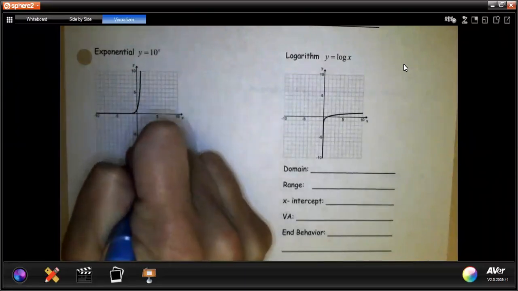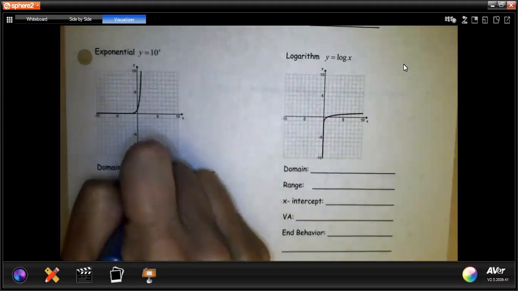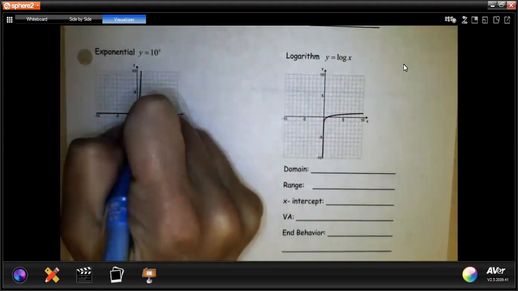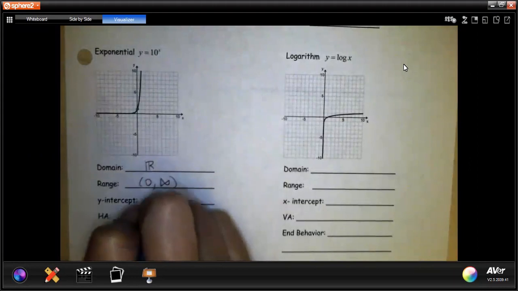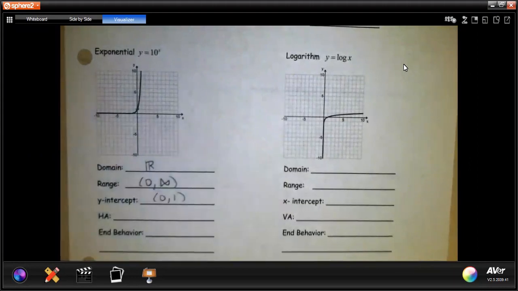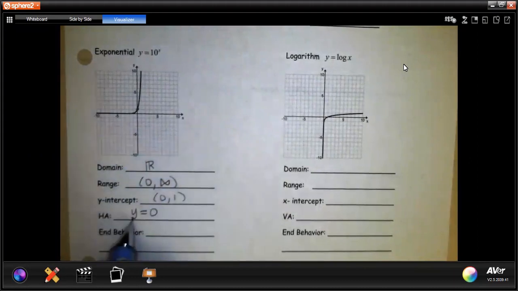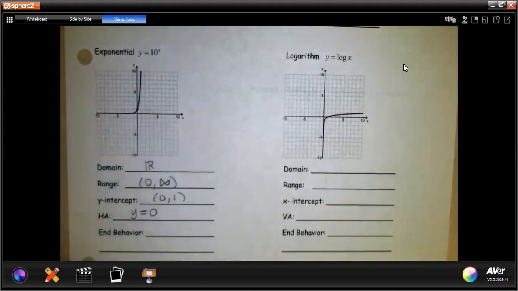So let's start filling some of this out. Our domain is all real numbers. Our range is from 0 to infinity. We know that the y-intercept for all exponentials is that (0, 1) unless it's been transformed. So we've got that y-intercept at (0, 1). Our horizontal asymptote is y equals 0. It is a horizontal line, so we know it has to be y equals, and the value there is 0.